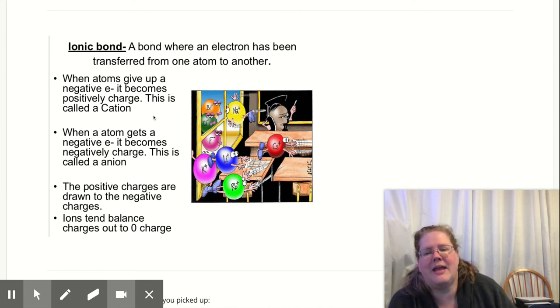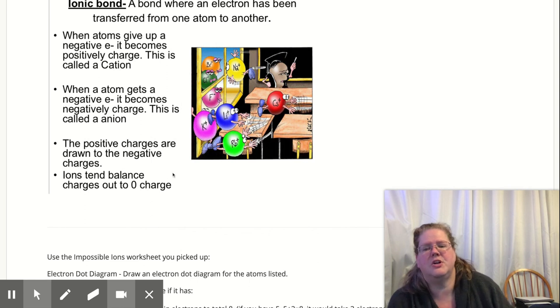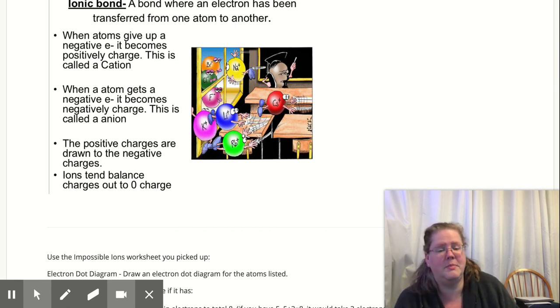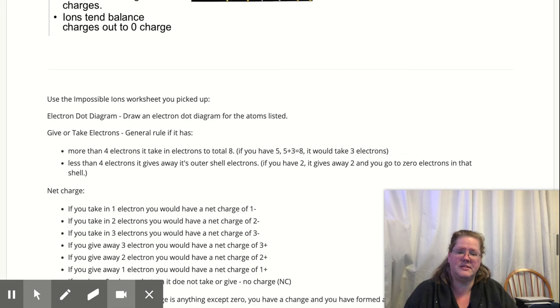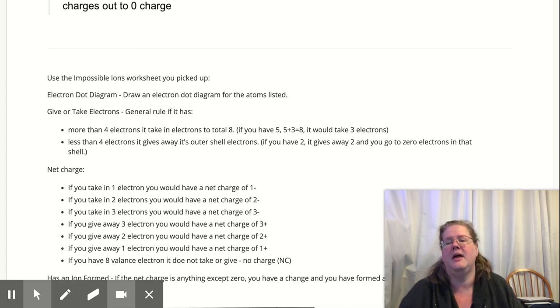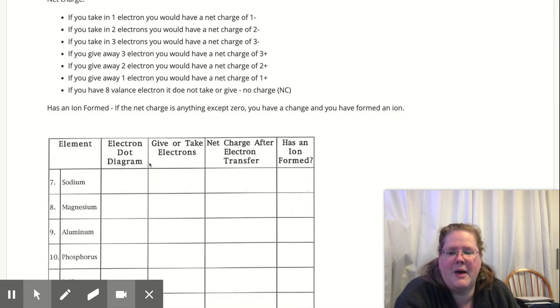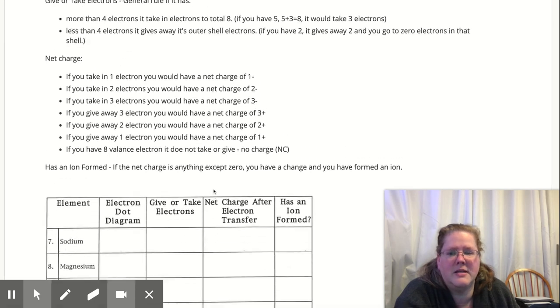I always think of it this way. Cations have a T, which is like the plus. Anion is the anti-positive, so it's the negative. So positive charges are drawn to negative charges. Ions tend to balance out charges to 0. So ionic bonds tend to become neutral. That's why they're stable and they're hard to break apart. These are the basic instructions for the bottom part of this Impossible Ions worksheet.